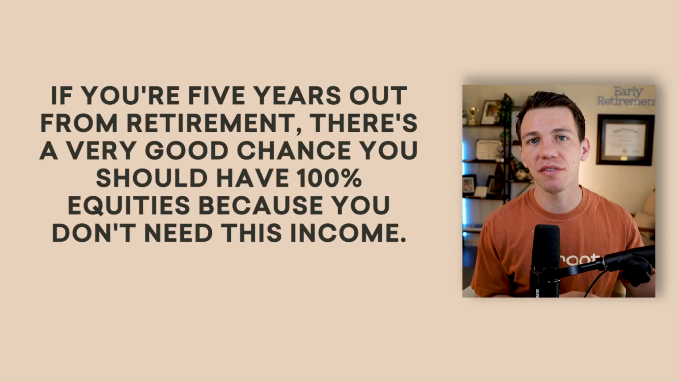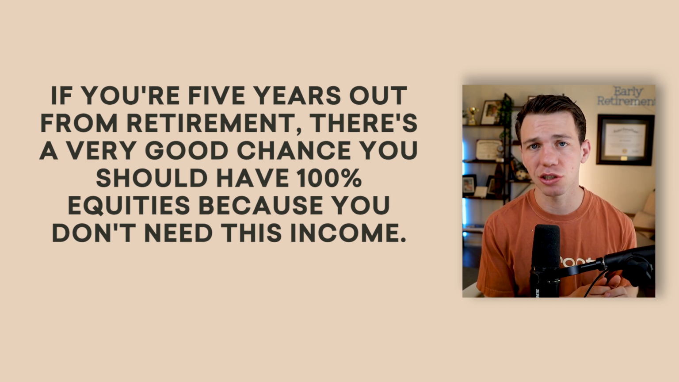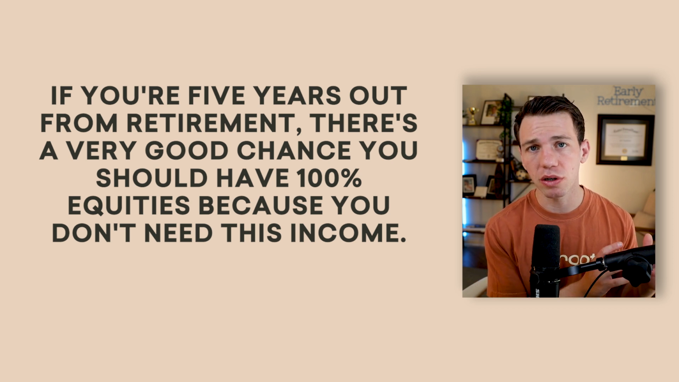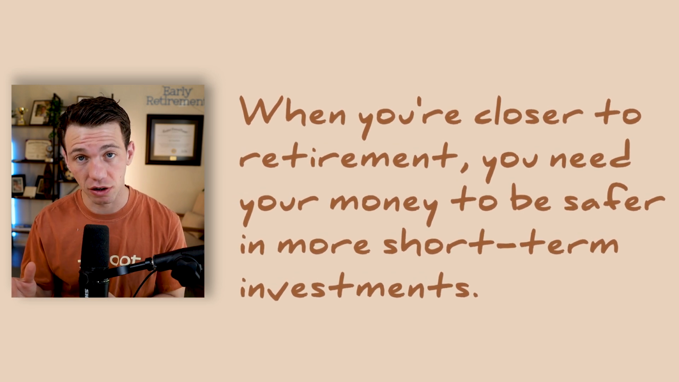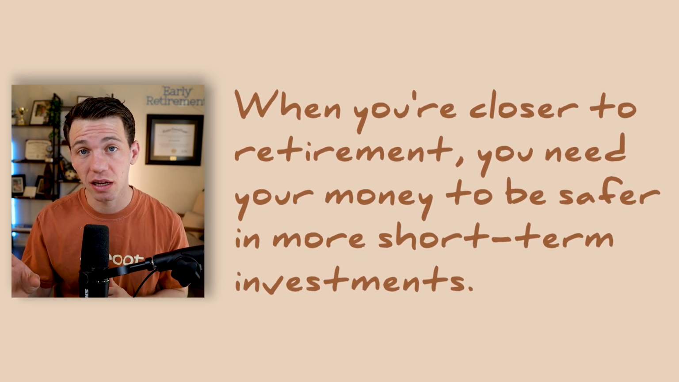Well, if you're 5 years out from retirement, there's a very good chance you should have 100% equities because you don't need this income. If markets go down, it's not fun, but you're not relying on that income. The only thing you're doing by investing more in equities is getting more of a discount so your money can grow even more. The difference is when you're closer to retirement, you need your money to be safer in more short-term investments, because what if all your money's fluctuating and you have $1 million and you retire and now you have 700,000 because you were too aggressive too soon? Well, that's why we need enough buffer there.